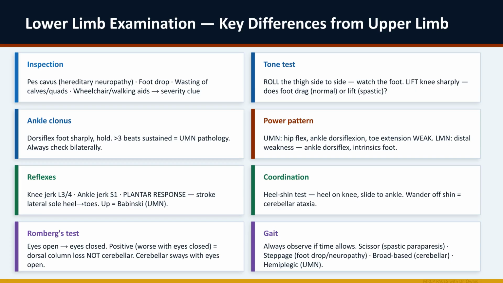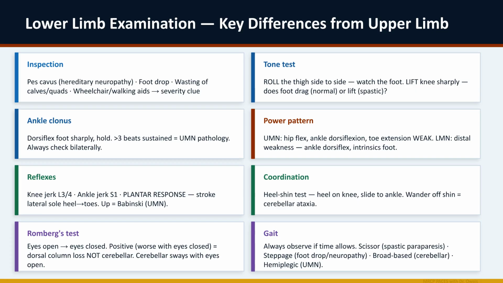A cerebellar lesion produces an inability to maintain a straight line. The heel wanders off the shin. For sensation, same sequence as upper limb. Test to a dermatomal level if there is a sensory level. Start distally and work up until sensation returns to normal, then note the level.